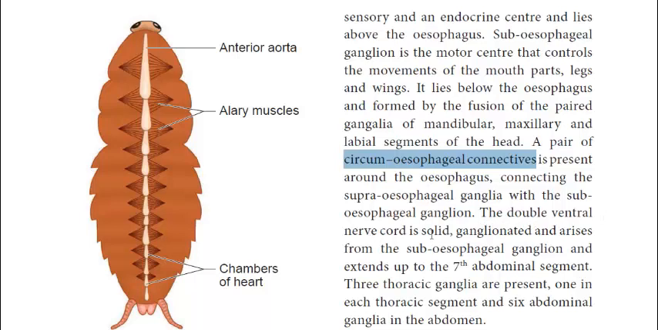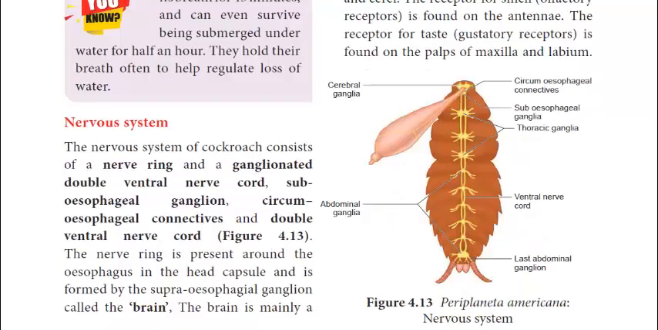Okay, the double ventral nerve cord is solid and ganglionated, and arises from the subesophageal ganglion and extends up to the 7th abdominal segment. Now, the 3 thoracic ganglia are present on each thoracic segment and 6 abdominal ganglia in the abdomen. Now you can see the nerve cord. So this is what you call the cerebral ganglia. It is acting as a brain, and here come the circumesophageal connectives which connect the supraesophageal ganglia and subesophageal ganglia.